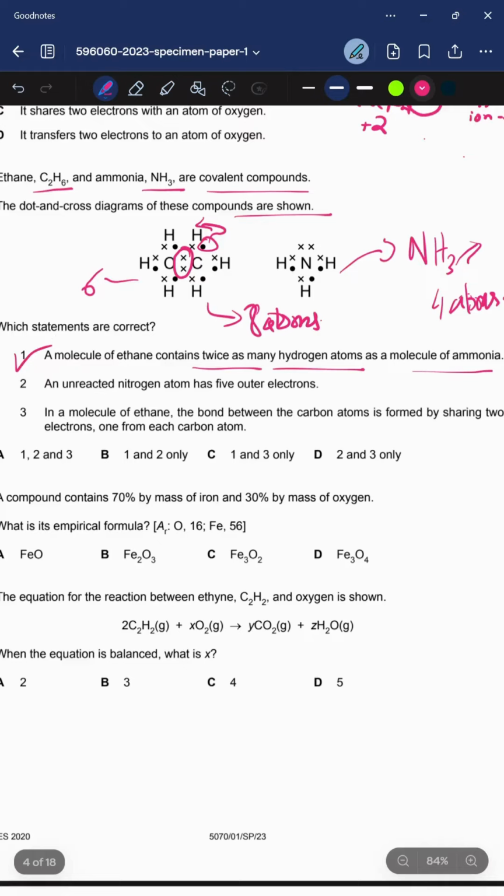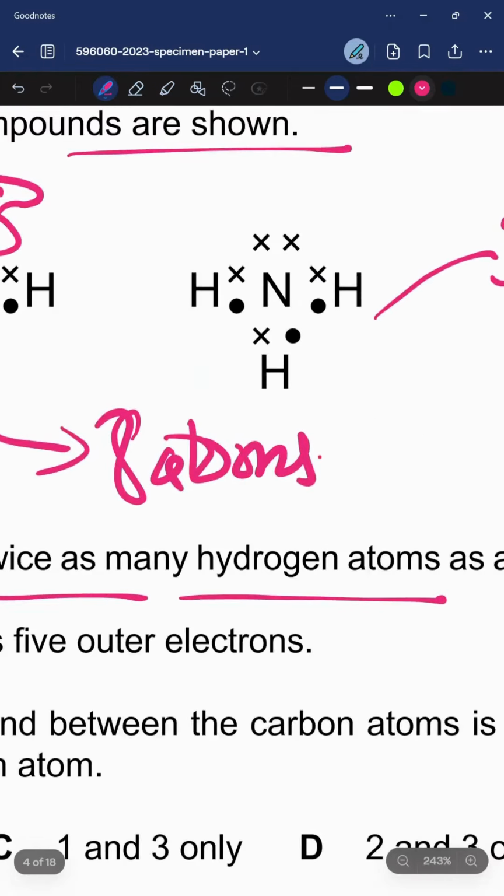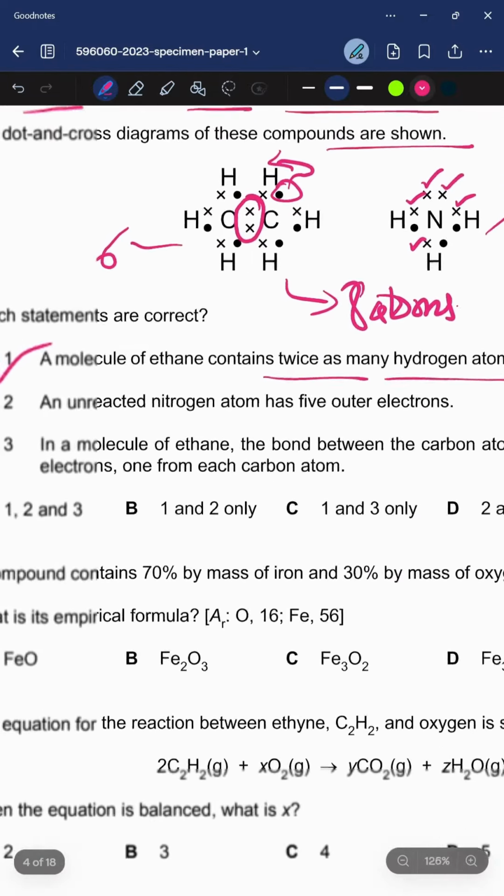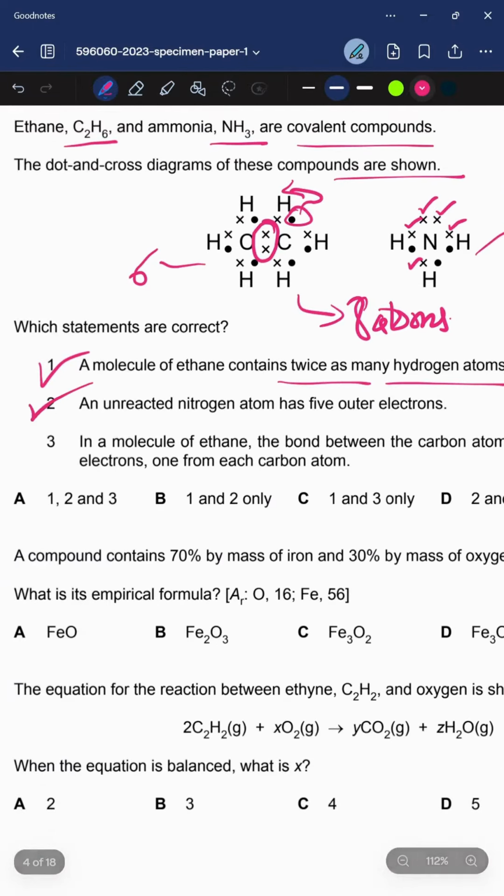Now, statement 2 says an unreacted nitrogen atom has 5 outer electrons. An unreacted atom means it's just an atom, and it has 5 outer electrons, which means, see, this 1, 2, 3, 4, 5. All right, 3 are shared and 2 are the normal outer shell electrons for nitrogen. That means it contains 5 electrons in the outer shell. Yeah, that's also true for nitrogen.